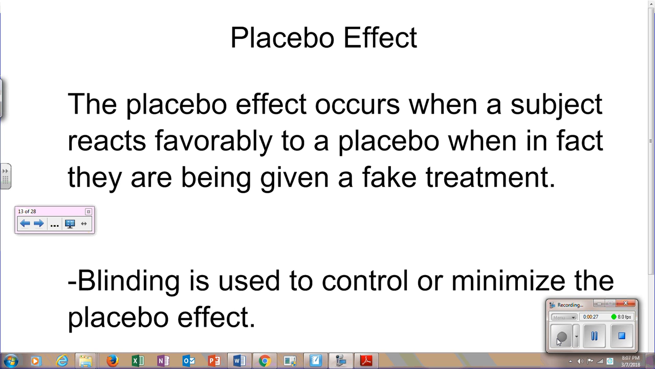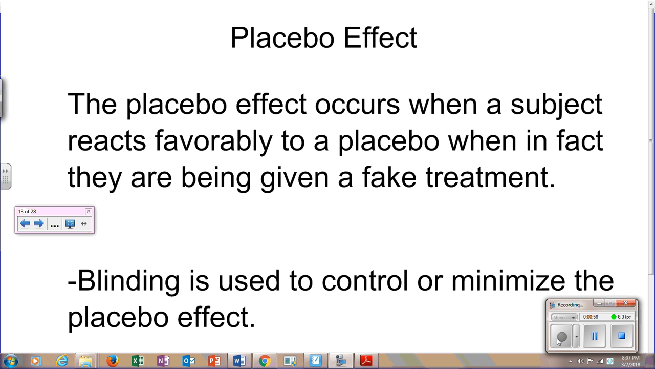Last time we talked about the placebo effect. Placebo effect occurs when a subject reacts favorably to a placebo when in fact they're being given a fake treatment. We talked all about this. We had that video that we watched at Princeton where they were giving them non-alcoholic beer and people were acting drunk. That was a placebo effect. They were being given non-alcoholic beer, but it tasted like regular beer. So in their brains, they thought that they were getting drunk.